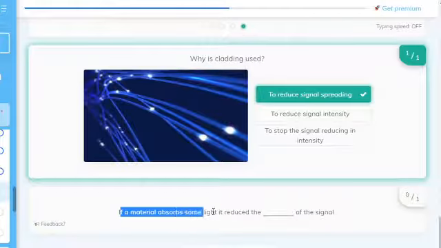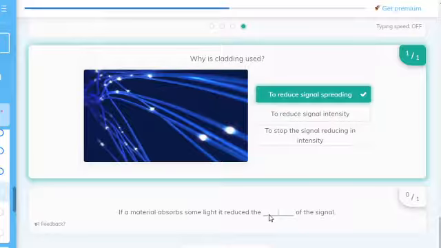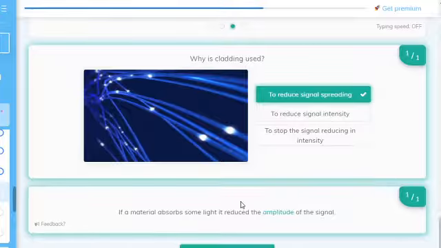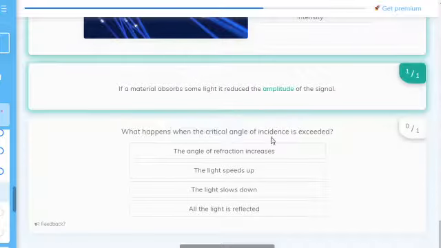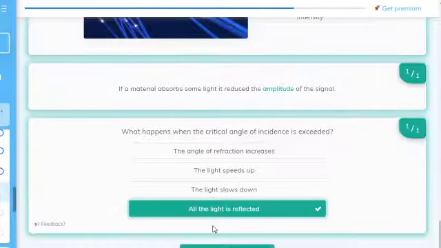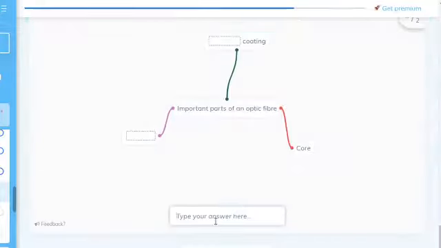So if a material absorbs some light, it reduces the strength of the signal. What could it reduce? It reduces the amplitude of the signal. So what happens when the critical angle is exceeded? When it is exceeded, then all the light is reflected. When it's not exceeded, then it doesn't.